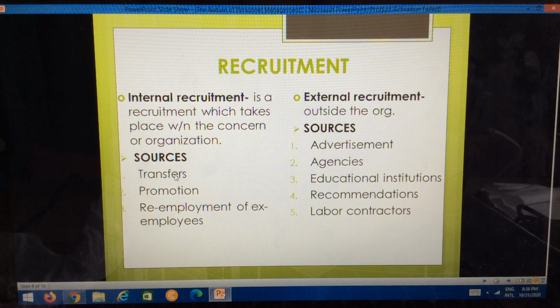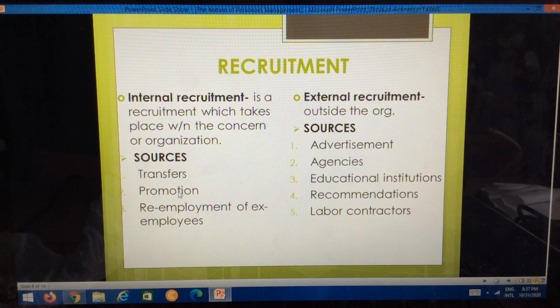Transfers. Transfers means assigning employees to transfer to another company which is connected to the previous company, or a subsidiary company, which is a daughter company owned and controlled by the parent company. An example for this is the Altaras Group of Companies, the parent company of ICM, Marcella, Colonnade, and Altaras. They can reassign and transfer their employees to any of these companies.